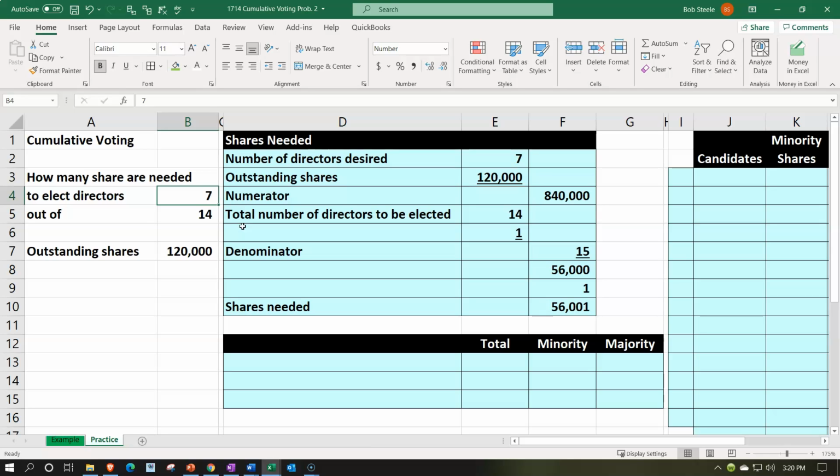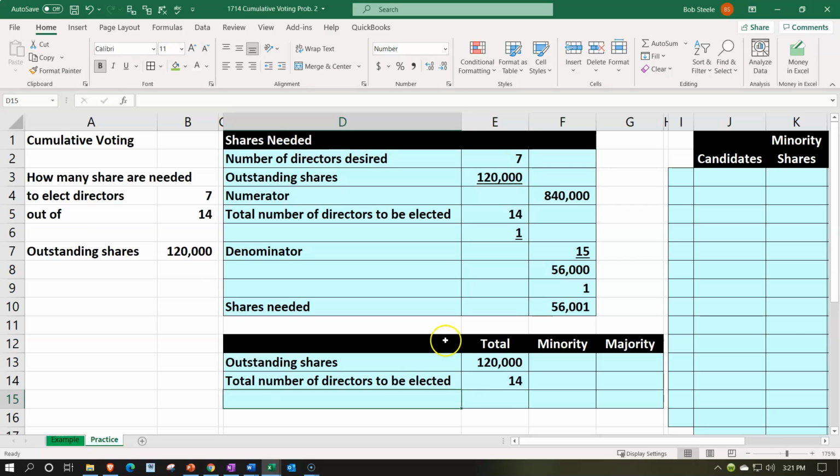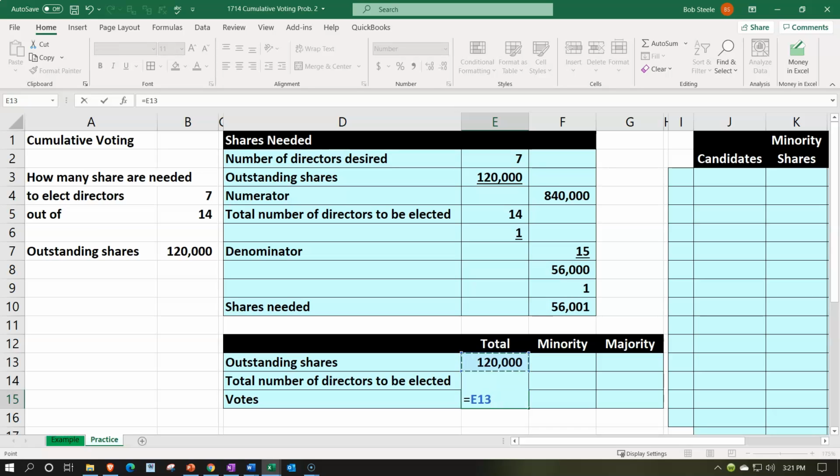So let's run a scenario and see how that would work. So let's think that through. Let's say we have the outstanding shares and put this into a table. Outstanding shares equal to the 120. We know that the number of directors that we're going to elect are 14. And so that's going to be then the votes that are out there. So the total votes out there are 120 shares owned by people times the 14. That means there's 1,680,000 potential votes out there.